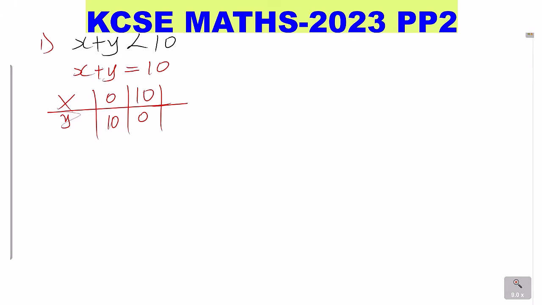Those 2 points are okay to draw a line, but you can still use the third one as confirmation of that line. So when x is 5, again, y will be 5. So that is enough to draw that line. We go to the second one.